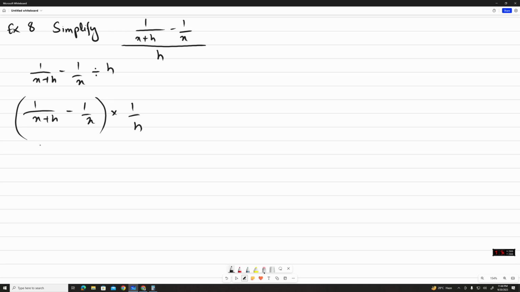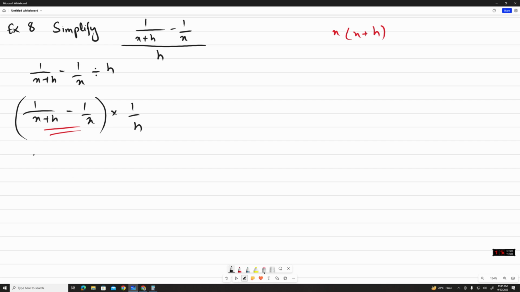So let's do the LCM thing for this bit. It's going to be x and x plus h, right? Okay, the book has solved it differently. Let's hope the way I think it should be resolved does the same thing.